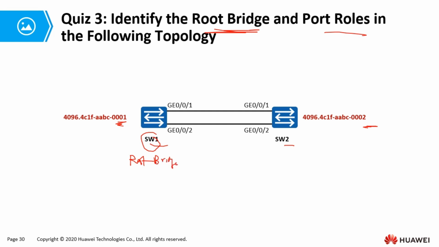Okay, after you decide your root bridge, the root port. Okay, so now the question is which one will become an alternate port? Because G001 and G002 belong to the same bridge ID, so we will look at the port ID. So that means this G002 will become the alternate port and here will become a root port.